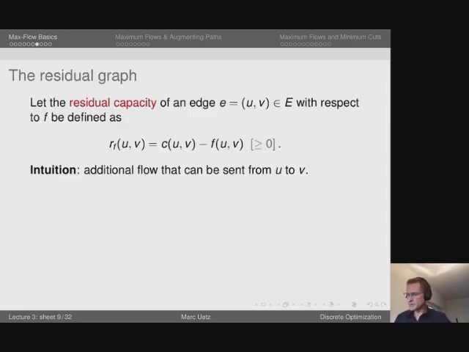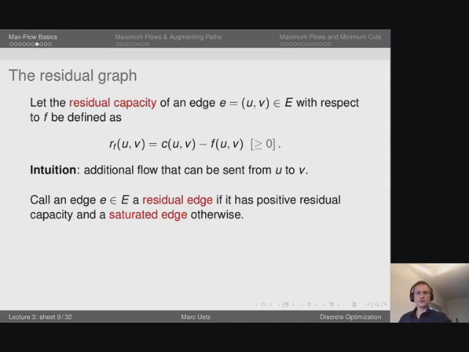So we define the residual capacity of an edge with respect to a given flow F as just the remaining capacity given the flow F that is already there. So it is the capacity along the edge UV minus the current flow value from U to V. Okay, so that's the residual capacity, and it actually represents the additional flow that can be sent along that edge from U to V. And that is by definition non-negative because the flow was supposed to be feasible.